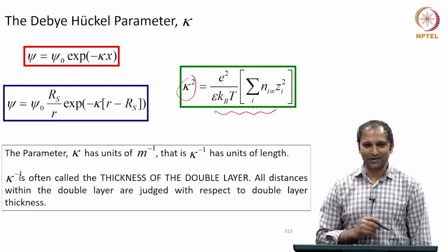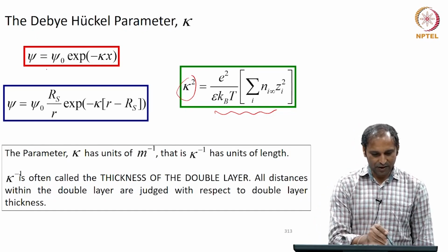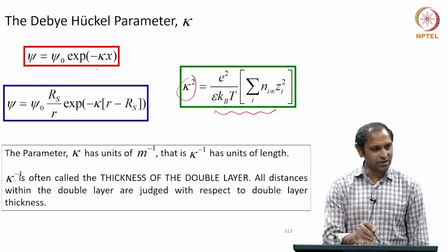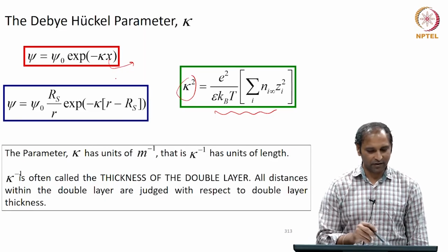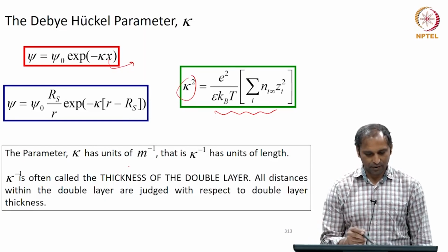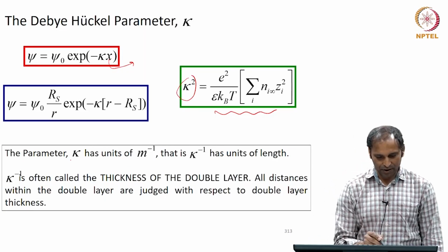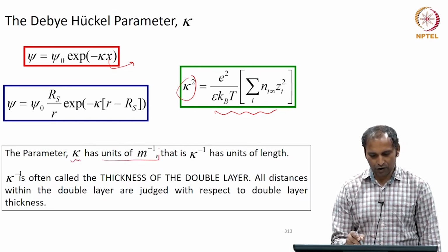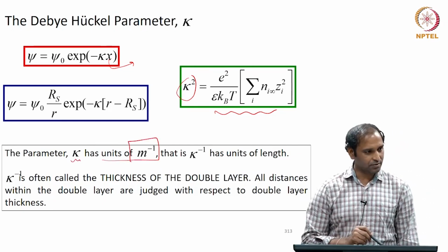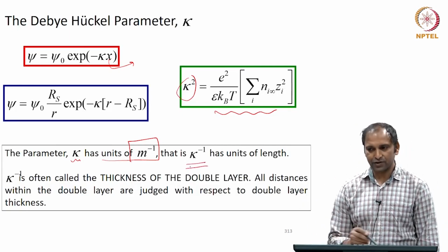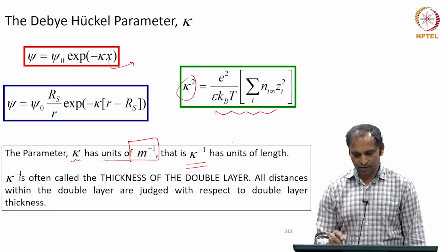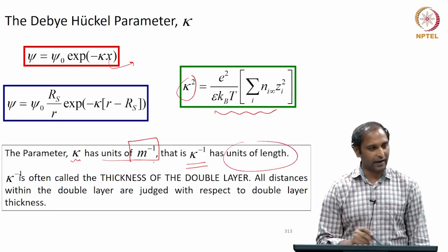I'll go by a simpler way of doing this. You look at this expression: psi is equal to psi naught exponent minus kappa x. x will have units of length, therefore kappa should have units of length inverse. So the parameter kappa should have a unit of meter inverse, or kappa inverse should have the unit of length.